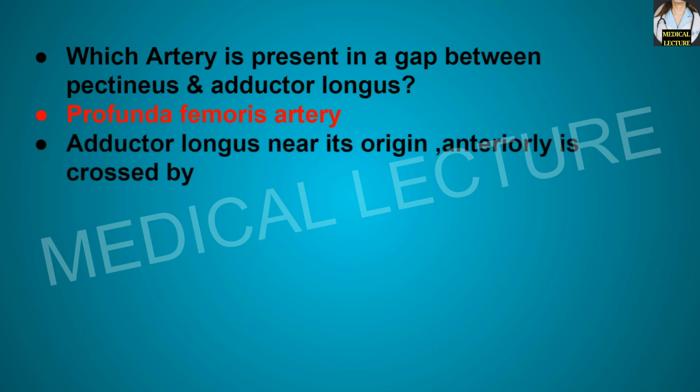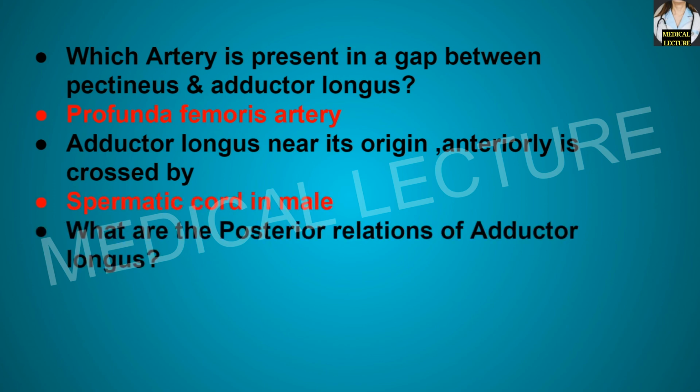Adductor longus muscle near its origin anteriorly is crossed by the spermatic cord in males. What are the posterior relations of the adductor longus muscle? Profunda femoris artery, anterior branch of the obturator nerve and the adductor brevis muscle.